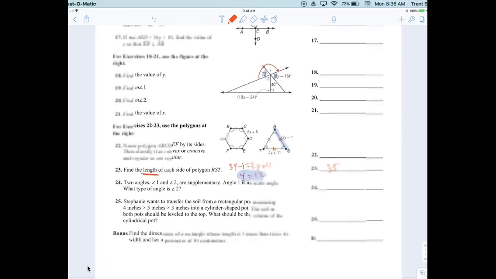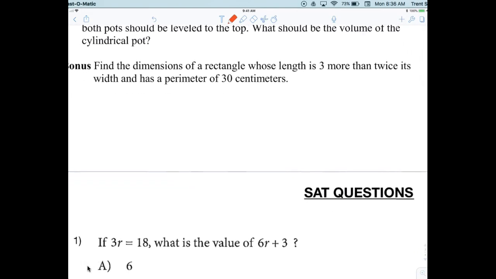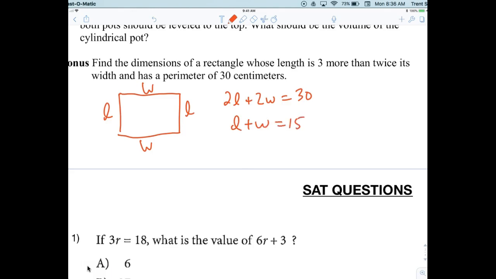The bonus. Okay, so the bonus I didn't think really was that hard. Now, again, for this it says, find the dimensions of a rectangle whose length is 3 more than twice its width and the perimeter is 30. So if you're unsure about this, you could make yourself a little rectangle and put L and W. That would be L and that would be W, do you agree? So here you would say 2L plus 2W is the perimeter, and that's 30. Now from there you could say the length plus the width have to add up to what? Does that make sense to you so far?